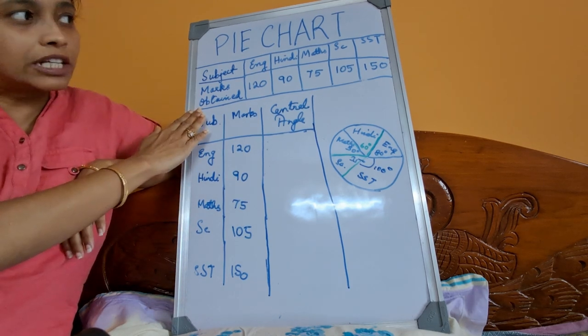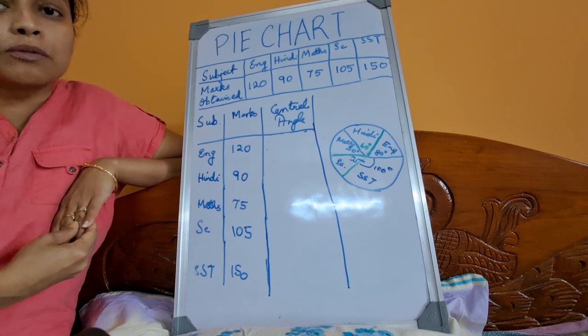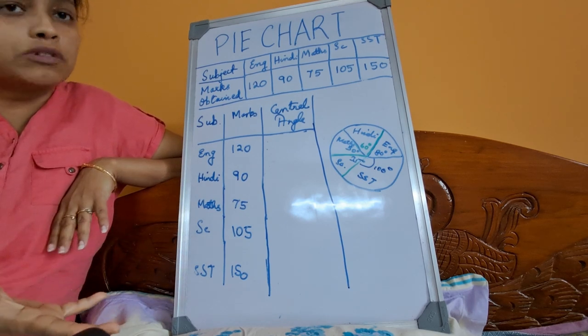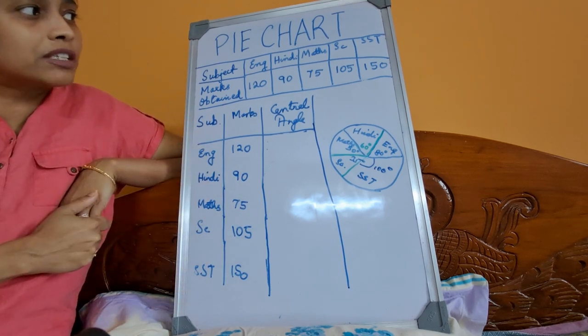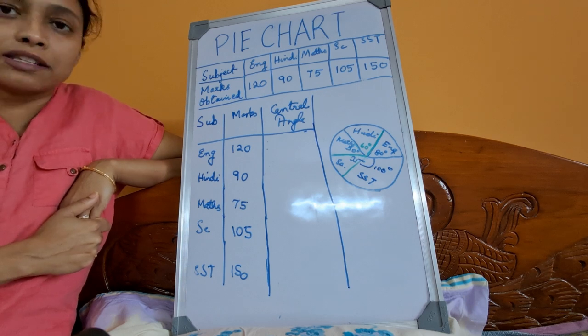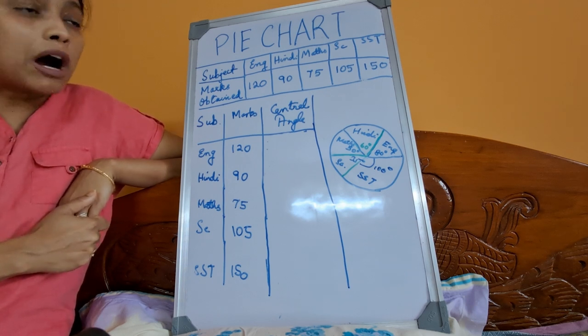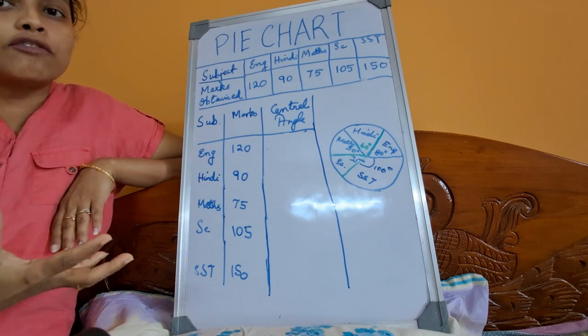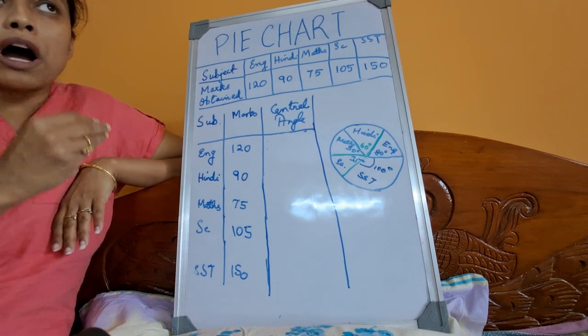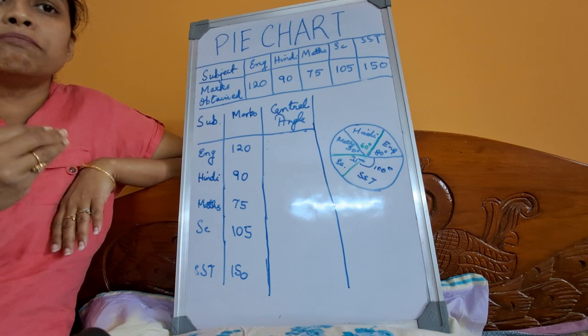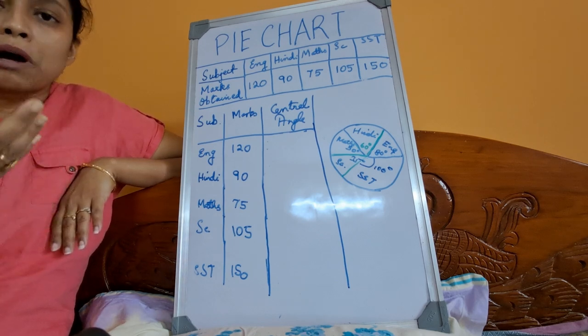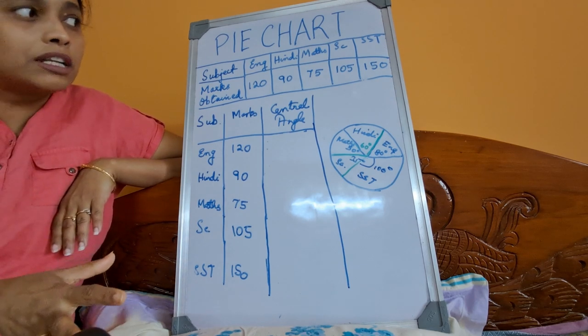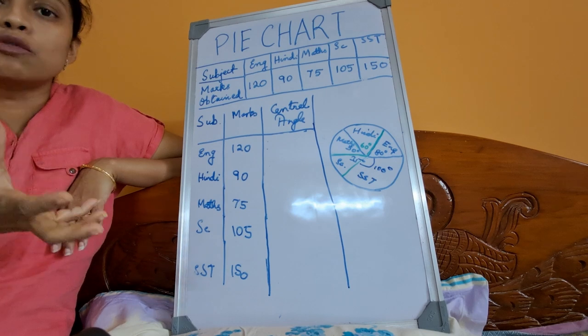So here I have a data which gives the marks obtained by a certain student in the subjects English, Hindi, Math, Science and SST. Now you have drawn a bar graph with this data. So we are going to also represent it in the form of a pie chart. Bar graph, pie chart, they are basically pictorial representation. Bar graph was in the form of a rectangle. Pie chart is in the circular form.